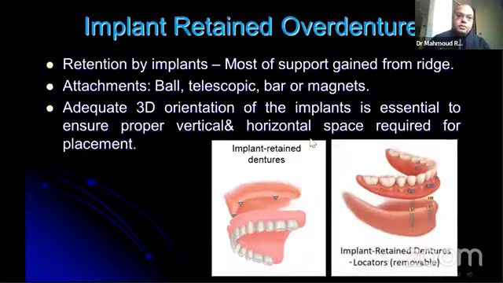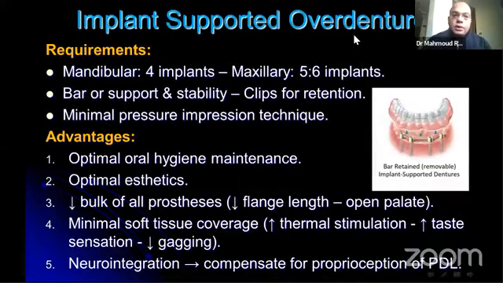Then we want to know about the requirements of implant-supported overdenture. To make an implant-supported overdenture, you need in the mandible at least 4 implants. In the maxilla, you need at least 5 or 6 implants. Bar or support bar. Here we most commonly use the bar attachment, or sometimes we use telescopic attachment also.